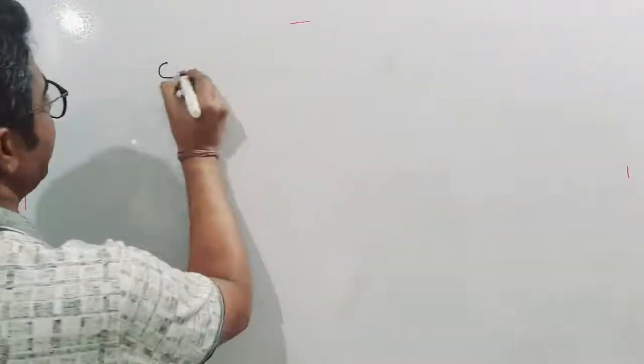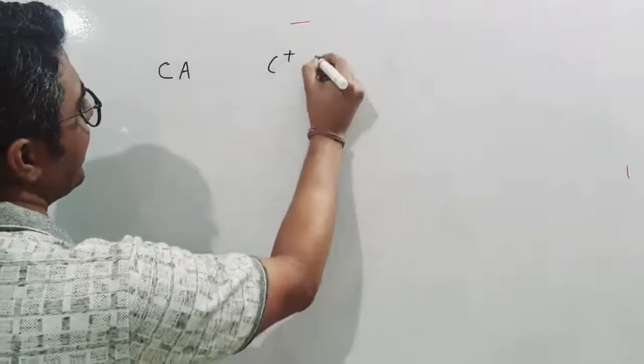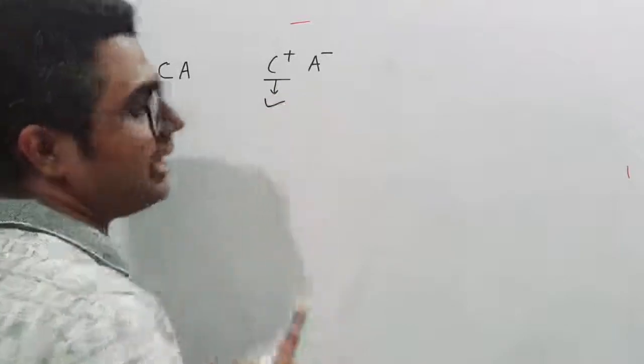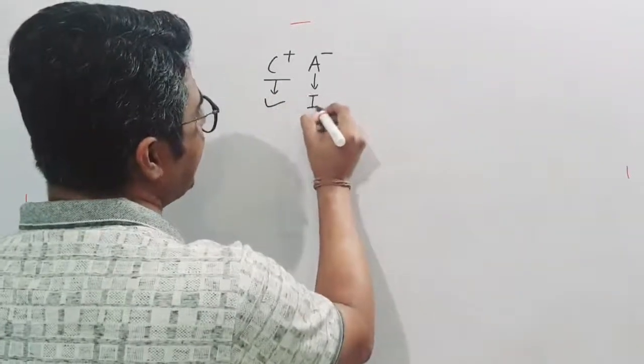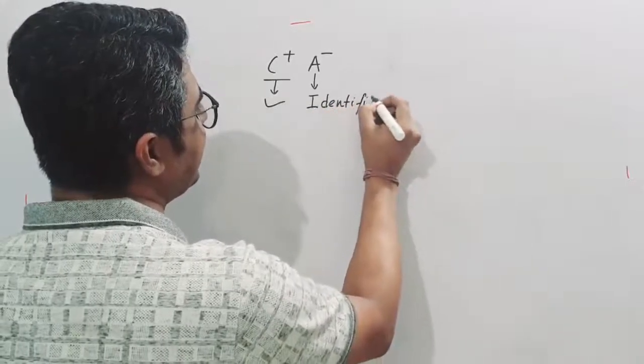So what is a salt? Salt has a cation, let's take C, and an anion. So cation we have already done, we have identified. Now it is time for us to have our new topic, that is identification of anions. Okay?